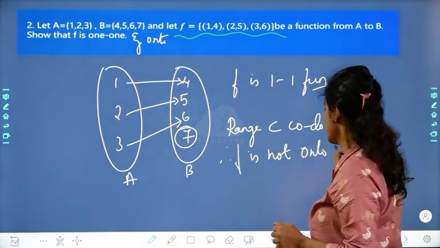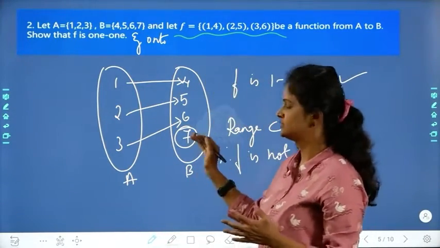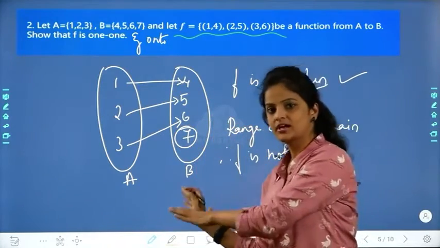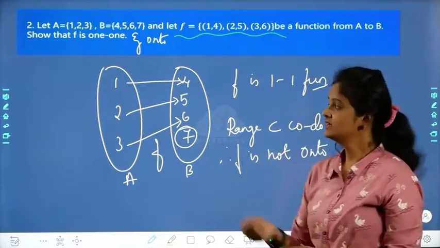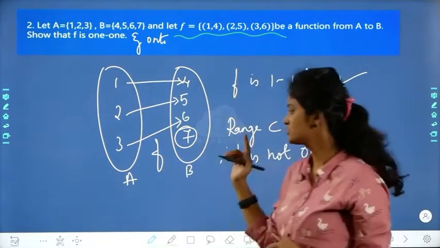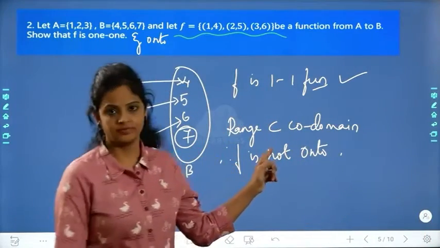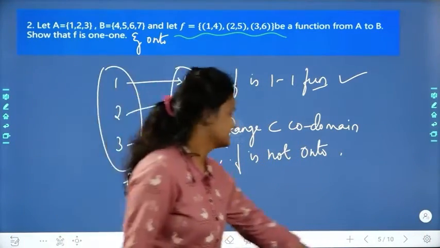onto function. It is not asked. I am just giving you the information. If they ask also, you can check with the mapping as it is, or an arrow diagram will help you to understand this. This is the function f. So the given function is 1, 1 function but not onto function because of this reason. Range is a subset of codomain and f is not onto. Clear? Let's see the next one.